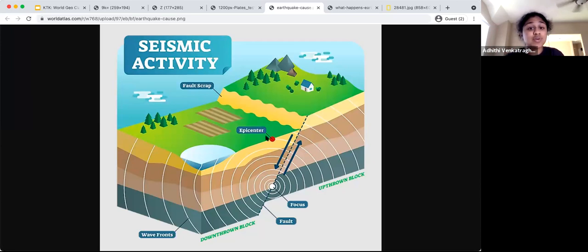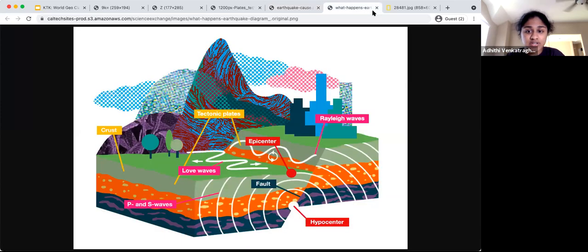You can see that fault scarp right there, which looks like a little cliff where there's a difference between the elevation of land. I believe there's a different one right here. So you can see just different parts of an earthquake. You don't necessarily need to know about all the waves, but the epicenter and focus, or hypocenter. You can see the tectonic plates right there and the crust, or lithosphere.